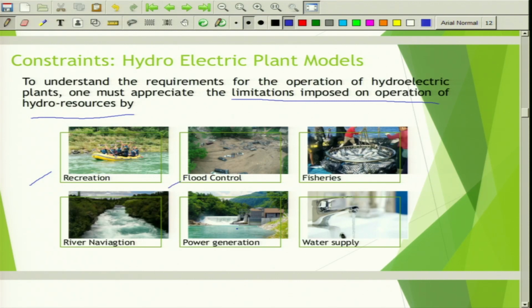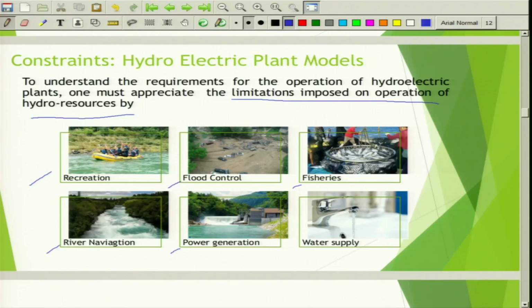So you need to manage your flood such that there will be minimum damage in the downstream areas, and the fisheries, because most of the families depend for their livelihood on the fisheries. So that also needs to be taken into consideration. And river navigation, as I told, there should be a closed hydro cycle that need not be hampered, right? And simultaneously you should have power generation also, and daily water supply needs to be fulfilled. So there are so many constraints that need to be taken into consideration.